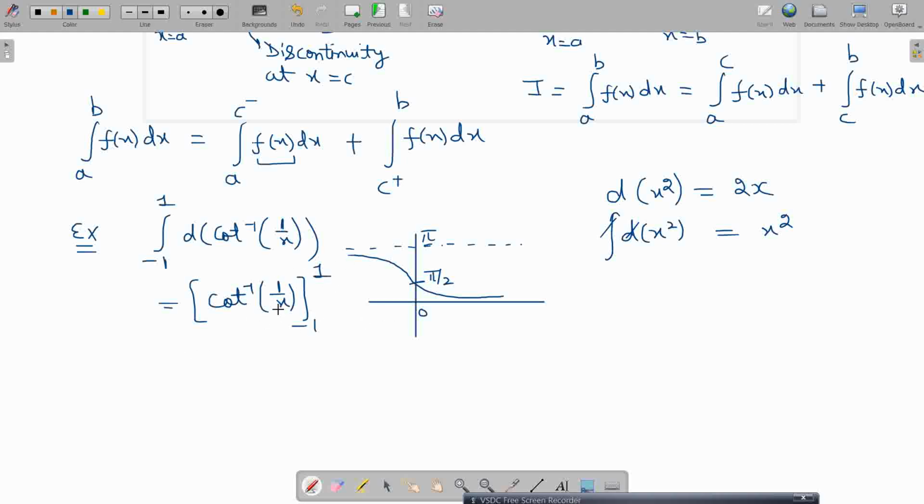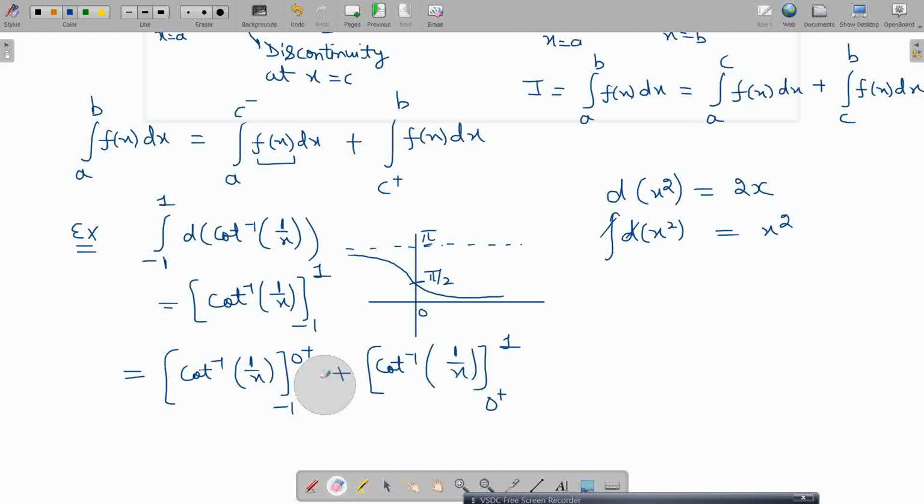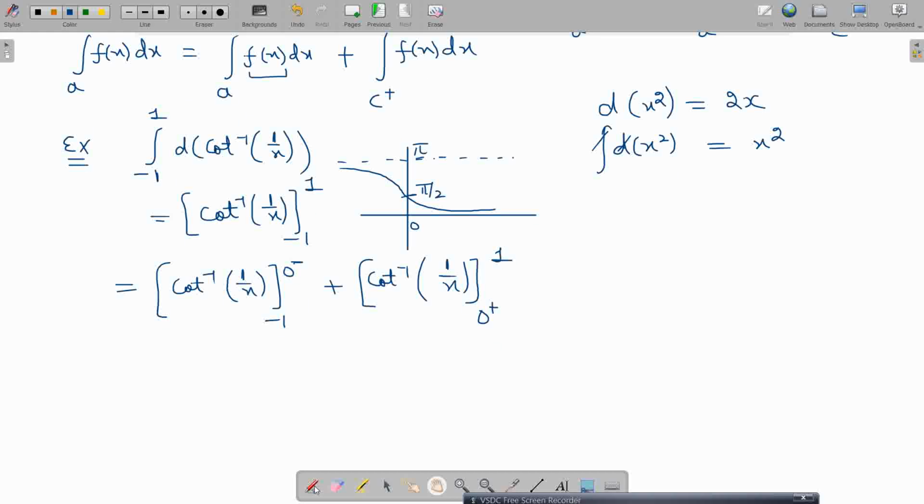Okay, so can you see that when x equals to 0, we should write like this: cot inverse of 1 over x. So the limit should be breaking from -1 to 0 plus, right? Then plus cot inverse 1 over x, start from 0 plus to 1. See, I should write here not 0 plus, it should be 0 minus. All right. Okay. So when you solve it, what do you get?